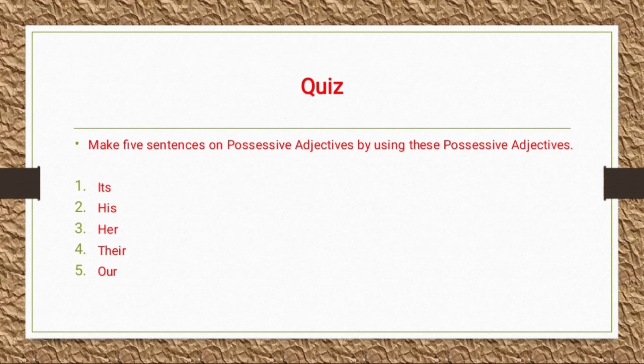And the last, that is the quiz. Make 5 sentences on possessive adjectives by using these possessive adjectives: its, his, her, their, our. Try to use these 5 possessive adjectives in your sentences.